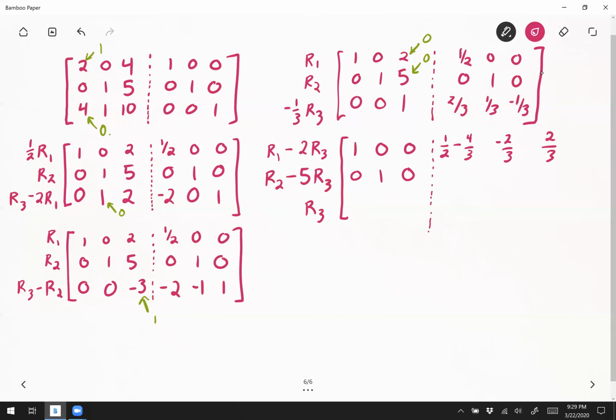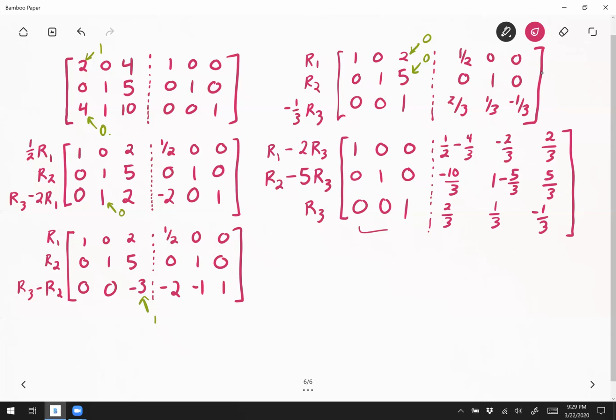And here, I'm subtracting 5 times the number in row 3 from row 2. So 0 minus 5 times 2/3 is negative 10/3. So I've got 1 minus 5 times 1/3. For now, I'll just write that as 1 minus 5/3, simplify later. And 0 minus 5 times negative 1/3 will be 5/3. Last row, 0, 0, 1, 2/3, 1/3, negative 1/3. Okay.